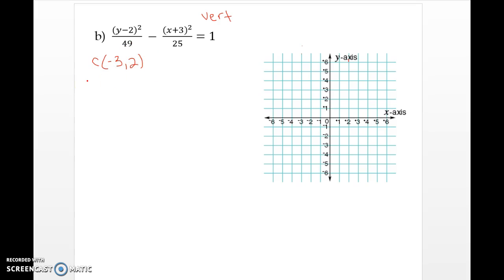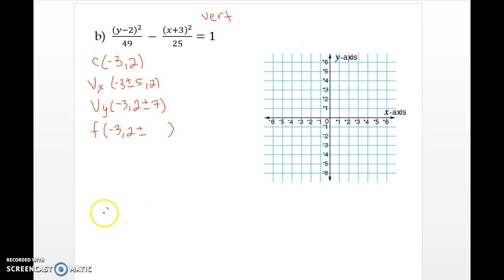I like to do box method, so I'm going to do that, but feel free to do asymptote method if you would rather. So in this case, my vertices in x are going to be -3 plus or minus 5 comma 2, because my b is 5, b squared is 25. Over here, for the y vertices, -3 comma 2 plus or minus 7, because your a is 7, your a squared is 49.